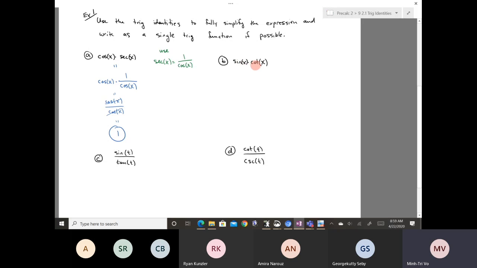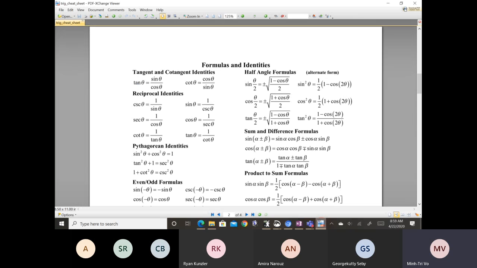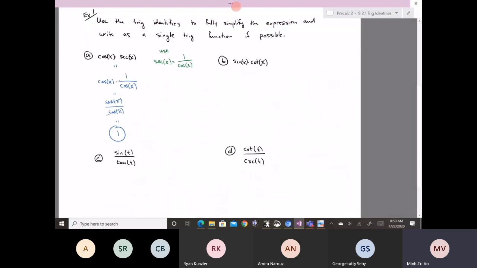Right, so I have sine x, and what are the trig functions I have? I have sine, and I have cotangent. Again, between the two of them, I want to think in terms of sine and cosine. So how do I relate cotangent to sine and cosine? Well, I have this identity: cotangent is the same as cosine over sine. So again, let me write down the identity that I want to use. The one I'm using is that cotangent is the same as cosine over sine.